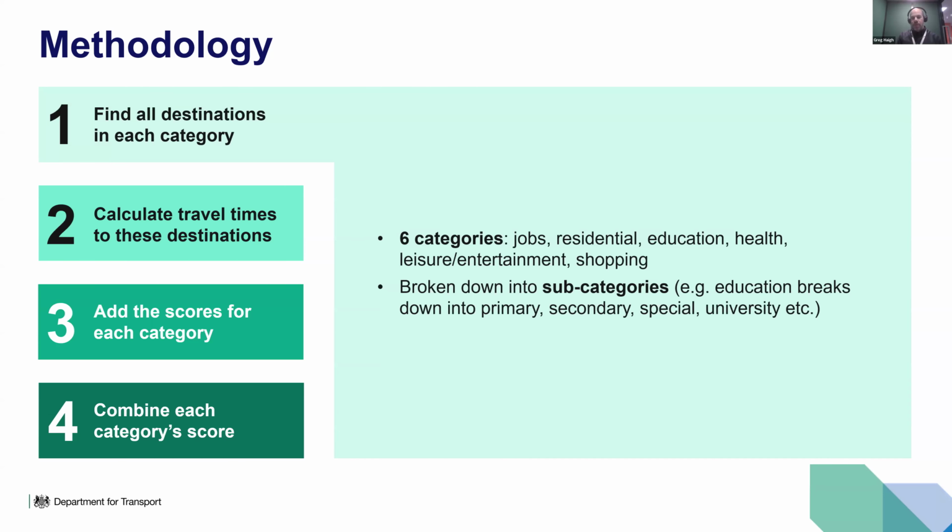We also consider the value of these different locations as well. So an office block with 1,000 jobs 10 minutes away contributes more to connectivity than an office block 10 minutes away with 50 jobs. Okay, next slide, please.